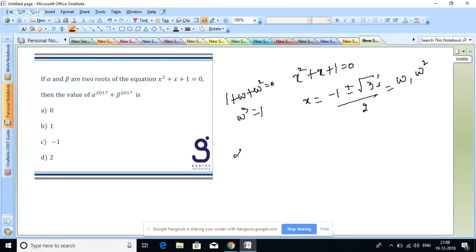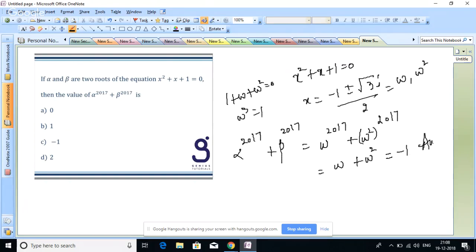Now we have to find the value of alpha raised to the power 2017 plus beta raised to the power 2017. So its value is omega raised to the power 2017 plus omega square raised to the power 2017. If you solve this, you will be left with omega plus omega square, which is minus 1. So minus 1 is your correct answer, C.